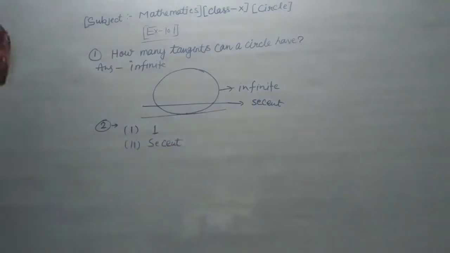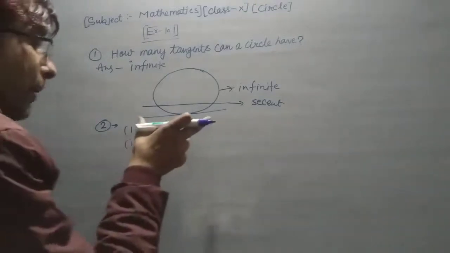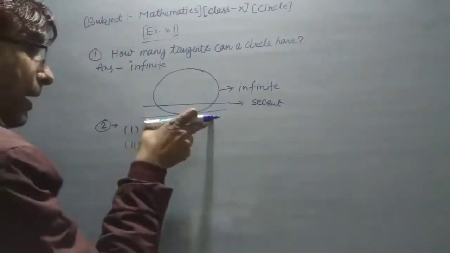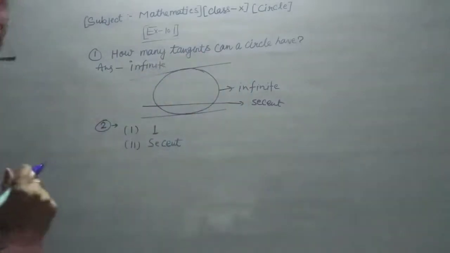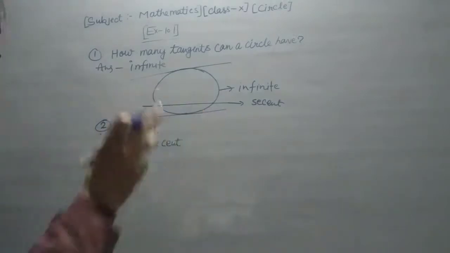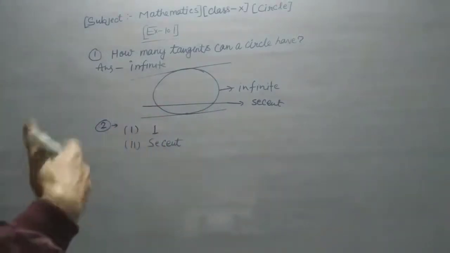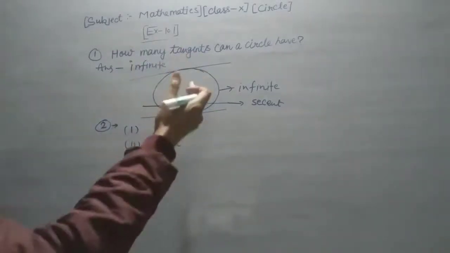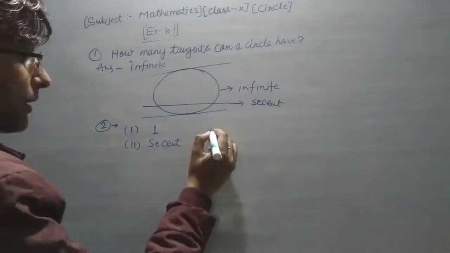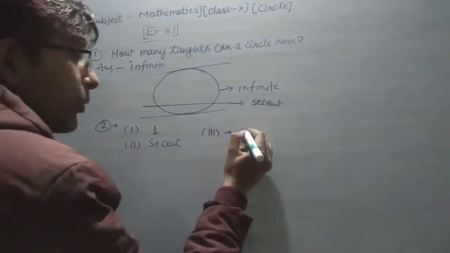Okay. Now the next question is a circle can have dash parallel tangents at most. So you have to draw the parallel tangent of this tangent, so you have to draw only one tangent parallel to this tangent. Only two lines you have to draw here as tangents, parallel to the other one. So you have to write the answer of the third as two only.